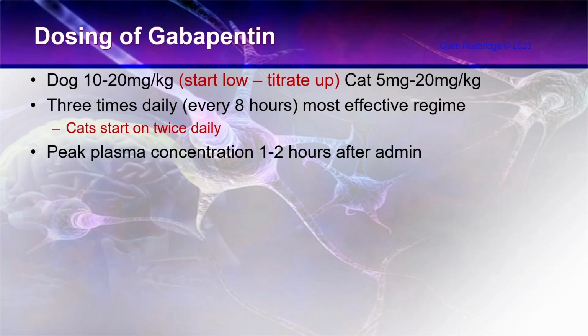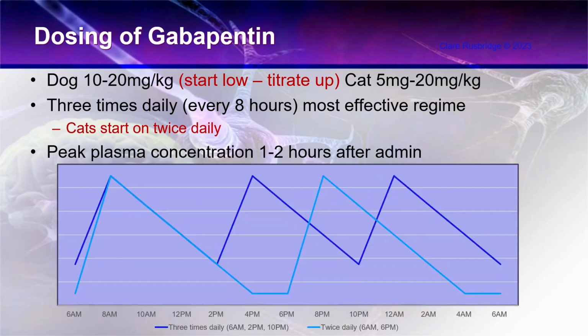It really should be given 3 times a day. It doesn't last for 12 hours, generally in the dog. In cats, we can start it on twice daily, and the peak plasma concentration is about 1 to 2 hours after you give it. So just sort of talking about that 3 times a day usage, although it is less convenient, if you are giving it twice daily, then there may be periods where the animal is not covered.